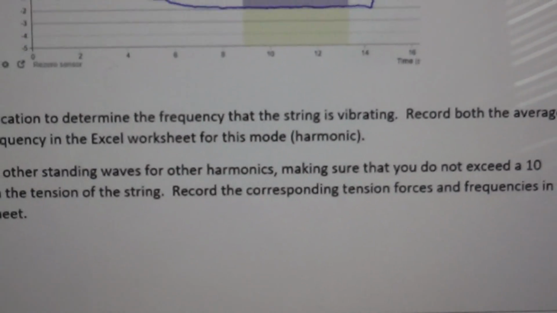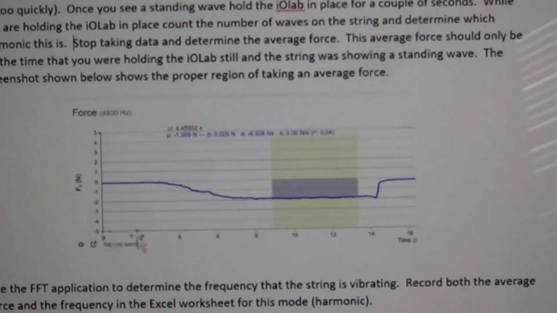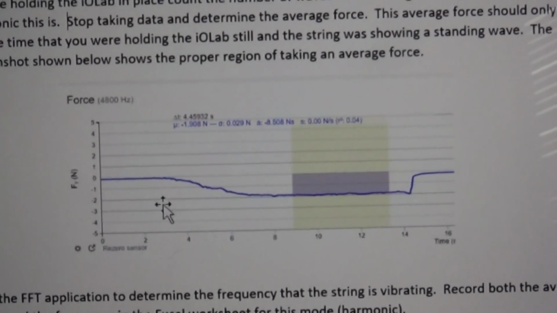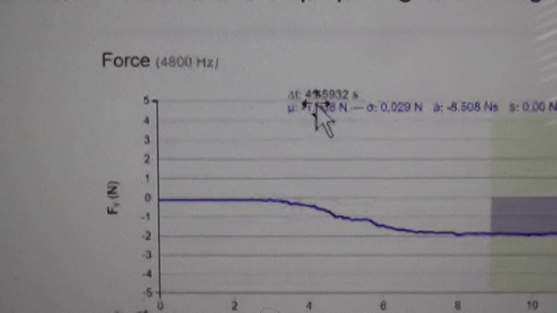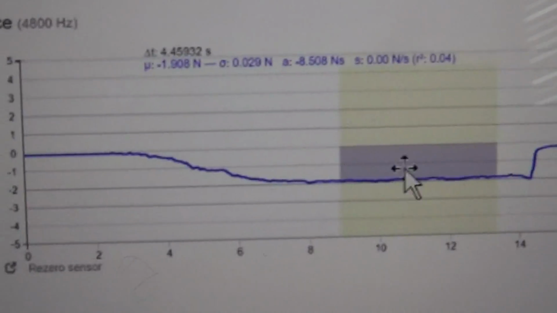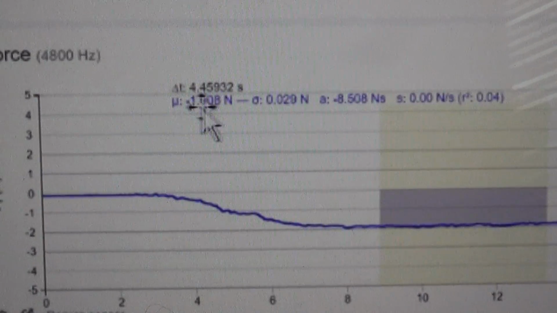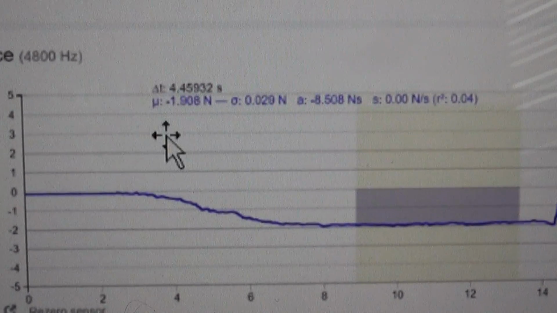Okay. So in this force graph, you have the force versus the time. Now don't get confused with that mu, because you already know that mu in the iOLAB software means average. So when I was doing this, I had an average of about 1.908 newtons. And you don't have to worry about the negative sign.